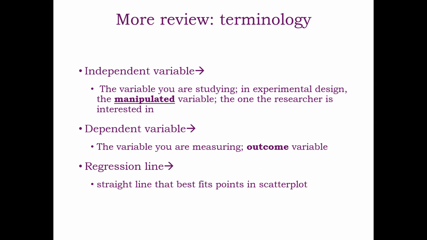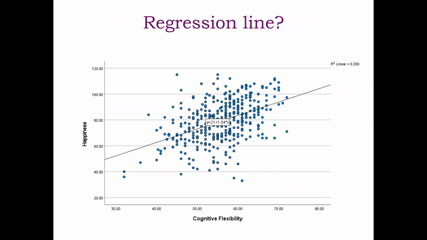The regression line is the straight line that best fits points in a scatter plot, and we've seen that already, right? You guys have made scatter plots and you've added a regression line, and you'll notice that here I've left in what SPSS automatically includes, which is the regression equation, okay? And we'll be looking at exactly what that is. For now, you can see it says y equals, so this is y, so this is your y-axis right here, equals 21, which is your y-intercept, plus 1.04x.